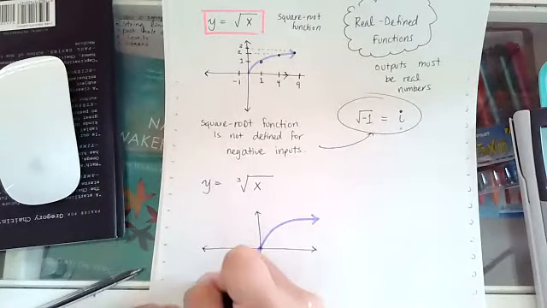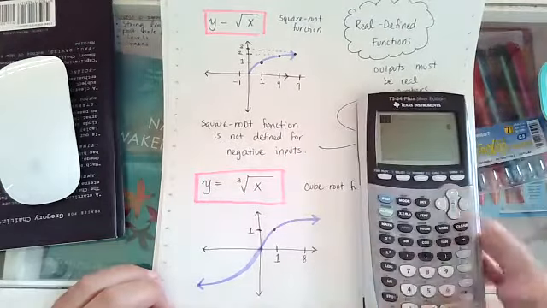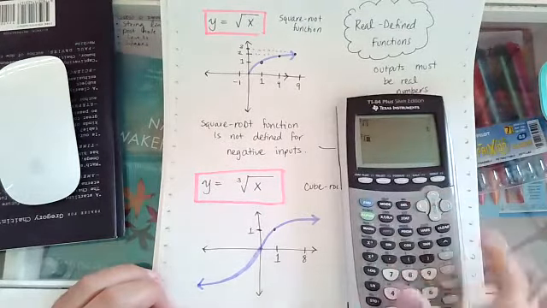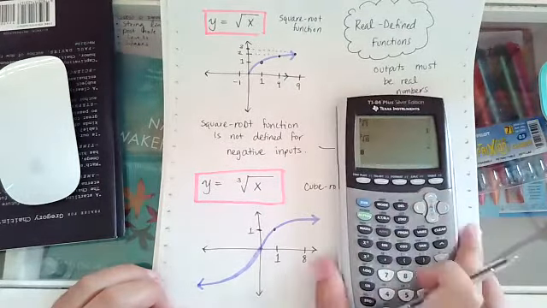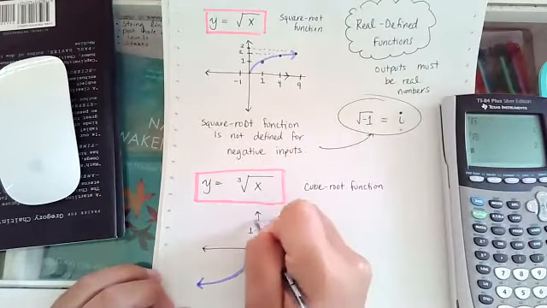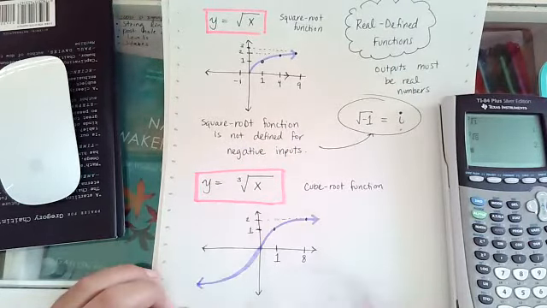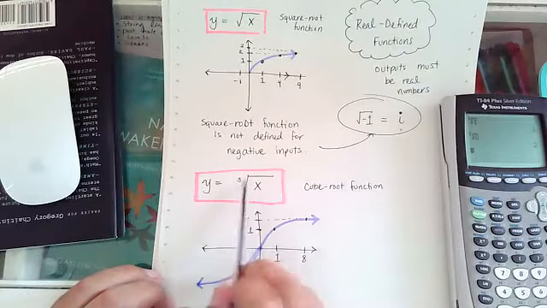But if I take the cube root of some large number like 8, then I get 2 for my output. So this y value here has to just be 2 for the input of 8. And this cube root function, because it's an odd root, is defined for negative numbers because I can take the cube root of a negative number.